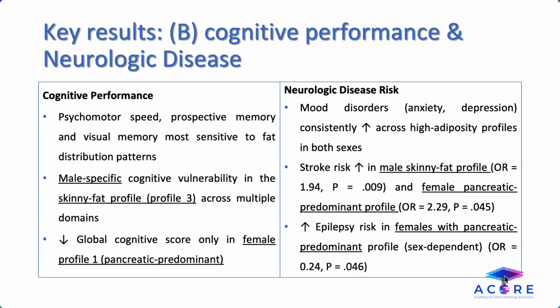With respect to neurological disease risk, mood disorders, including anxiety and depression, were consistently more common across high adiposity profiles in both sexes. Stroke risk was increased in men with a skinny fat profile and in women with a pancreatic predominant profile, suggesting sex-dependent patterns. Additionally, epilepsy risk was elevated in women with the pancreatic predominant profile, further supporting sex-specific associations. Overall, the cognitive and clinical outcomes mirror the imaging findings with distinct sex-dependent patterns across adiposity phenotypes.